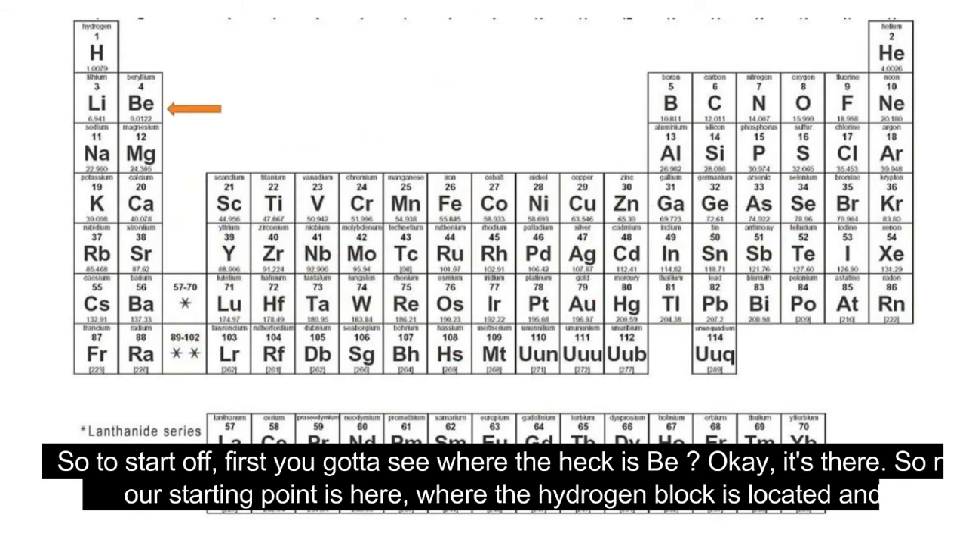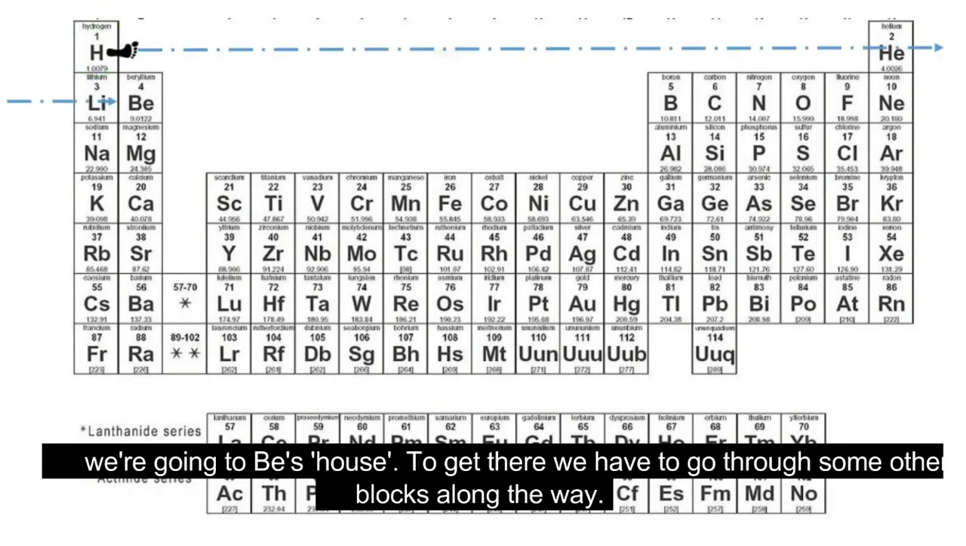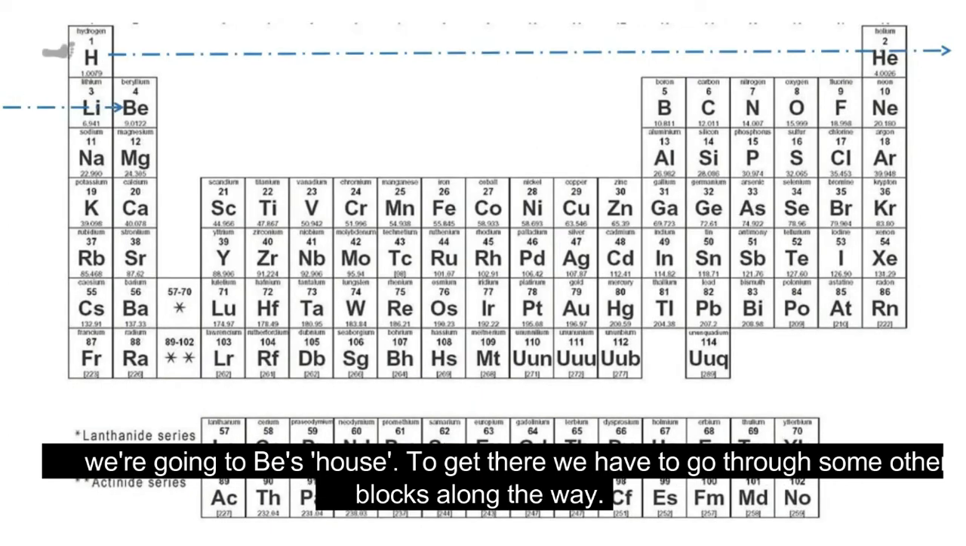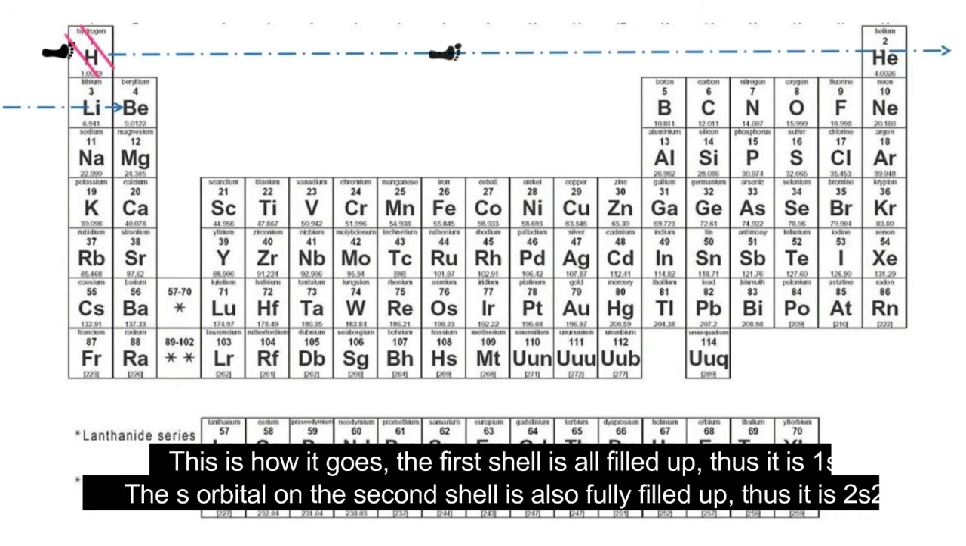Okay, it's there. So now, our starting point is here, where the hydrogen block is located, and we're going to beryllium's house. To get there, we have to go through some other blocks along the way. This is how it goes.